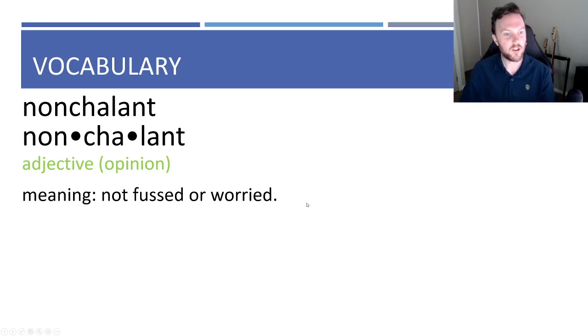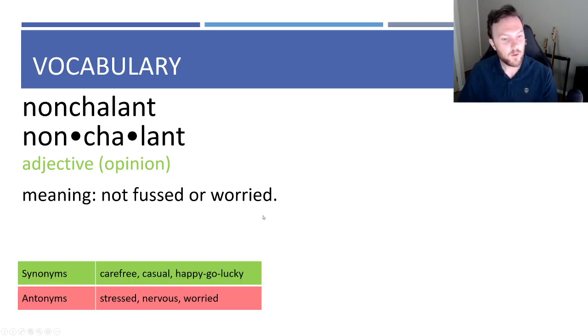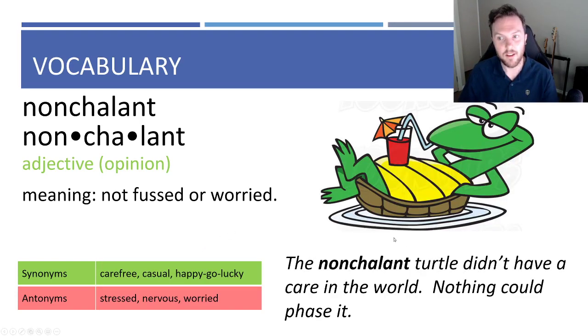So I'd say to my students, what does nonchalant mean? And they would say not fussed or worried. And then I would turn it around and say, well, if I'm not fussed or worried, I would be. And they would all say nonchalant. Then we have some synonyms and antonyms we would go through, and then a picture and a sentence. All right, so the nonchalant turtle didn't have a care in the world. Nothing could faze it. So from that point, we would then have students use that word in a sentence. All right. So again, your mileage may vary. Remember that I teach grade 4, so the majority of them are fairly comfortable with being able to write a full sentence.